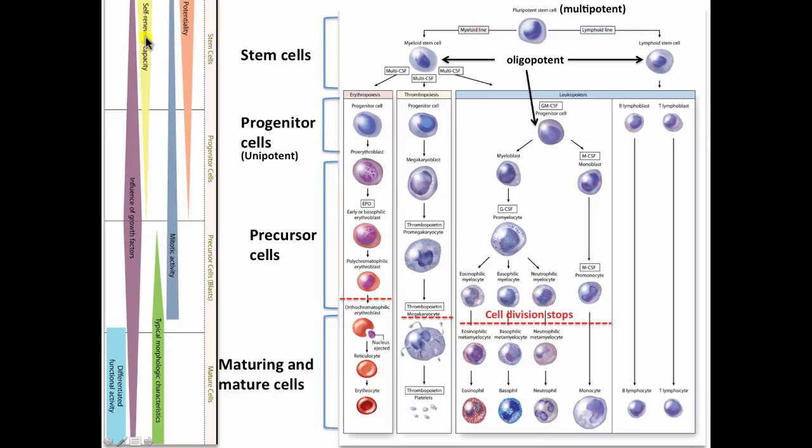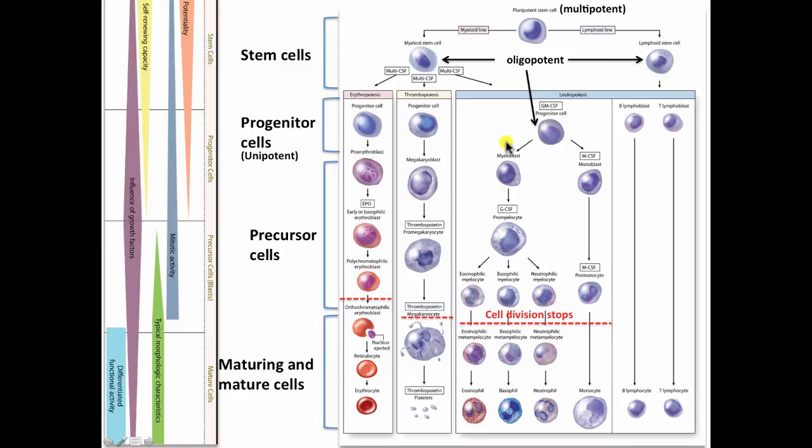Their self-renewing capacity, as I talked about, this asymmetric division, drops off dramatically once one gets away from stem cells, the oligopotent and the unipotent stem cells. But interestingly, the growth factors, the colony stimulating factors that we'll look at later, have their greatest effect on these precursor cells, which are capable of dividing but are not capable of going back to an earlier form.